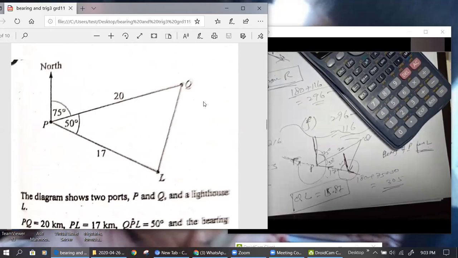You found all the sides, right? Now you need to find this angle. How will you find this angle? Which thing will you apply?